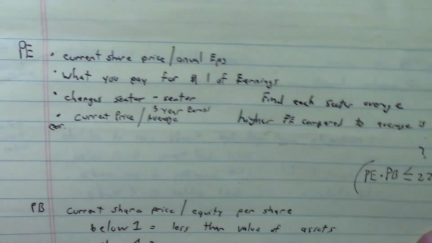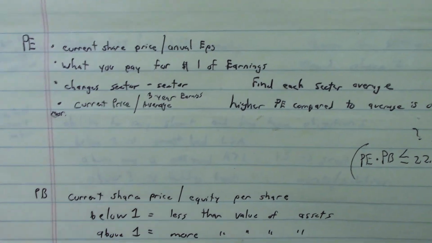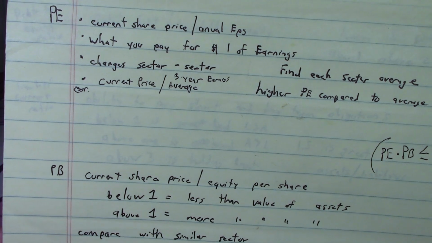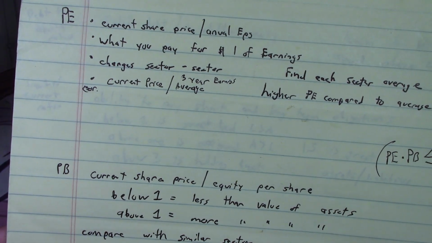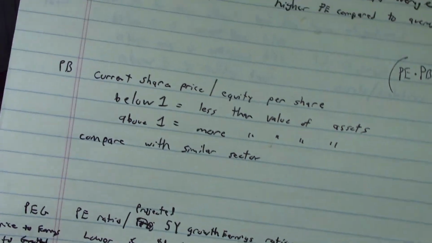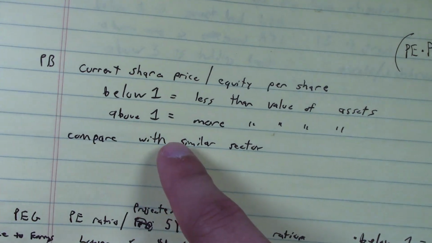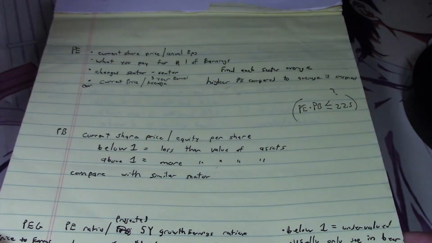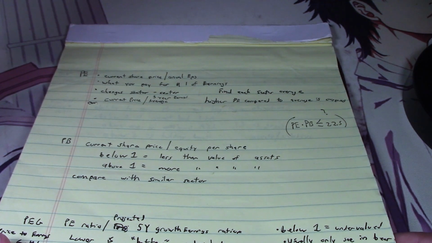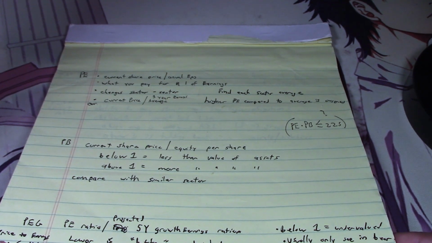So I first started off with PE over here. We kind of know what the PE is, just share price over annual EPS, or I guess it depends on what kind of PE ratio you're looking at. Then I got the price to book ratio, share price over equity per share. I always thought the price to book was really important, though it depends what kind of investor or trader you are.